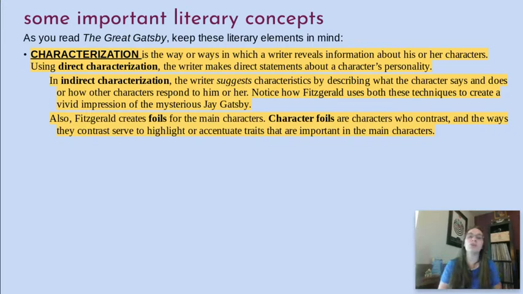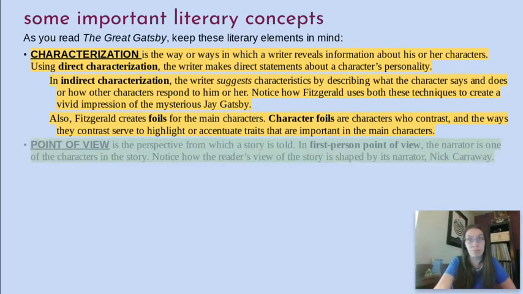Also, Fitzgerald creates foils for each of the main characters. Those are the characters you'll remember that contrast, and their purpose is to highlight the character traits of the main character. So see if you can find those parallels as you're reading. Who would be the person who is kind of the foil to which of the main characters? And who are the main characters, by the way?